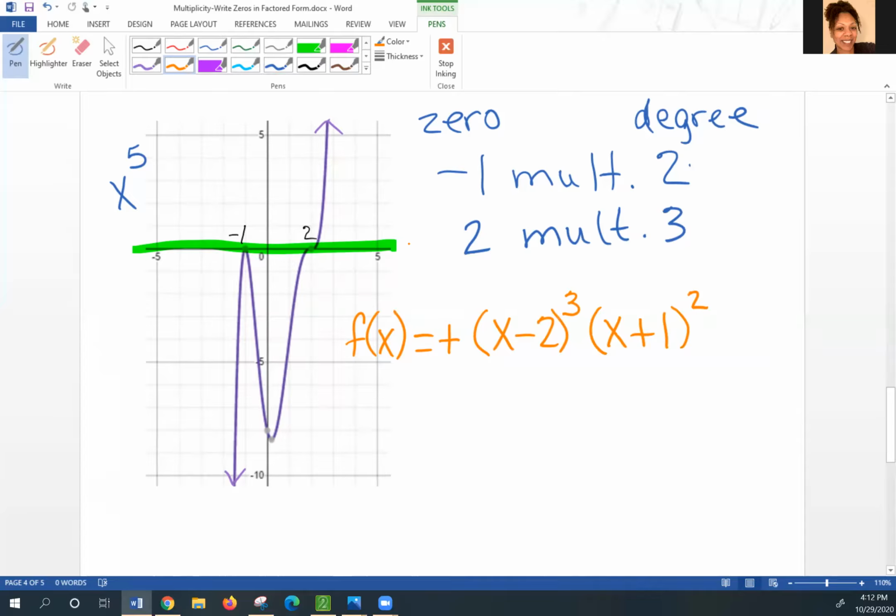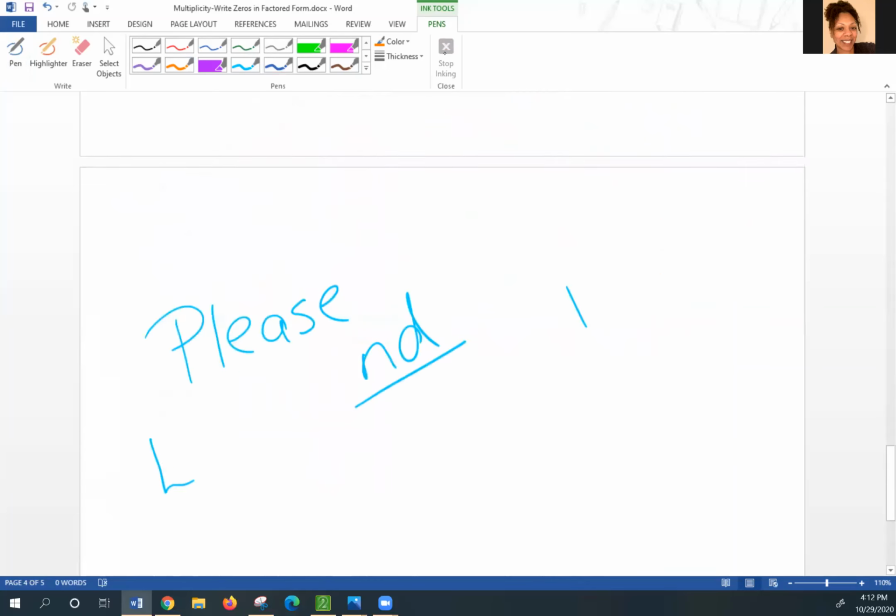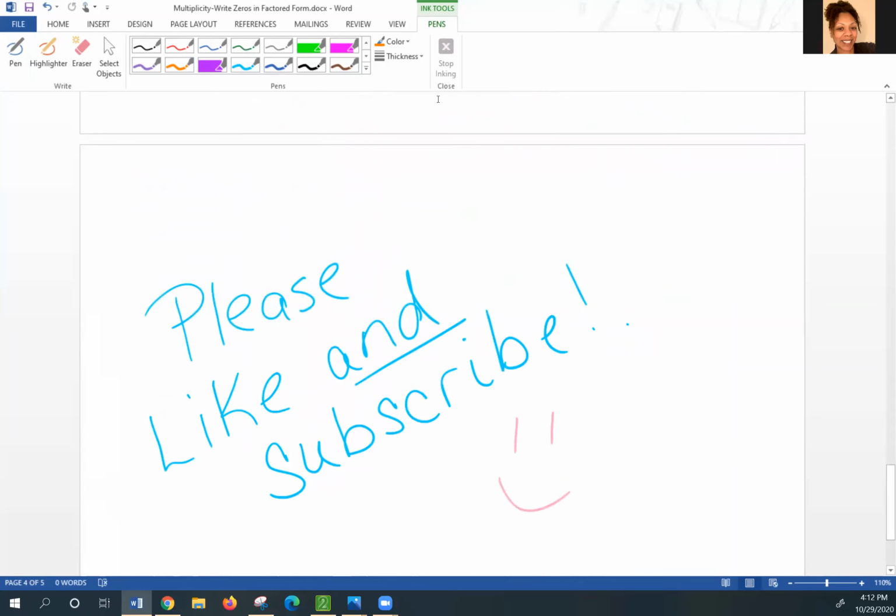I know it's positive because again, my end behavior is pointing upward, so that's positive. And if I were to substitute my zeros in for my x values, I should end up with 0. So positive 2 minus 2 is 0. Negative 1 plus 1 equals 0. So this is how you determine your multiplicity and also how you put it in factored form.